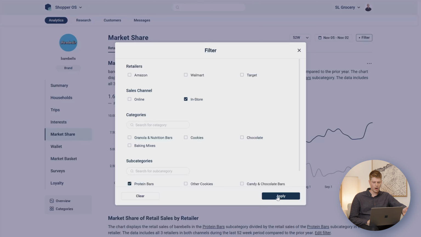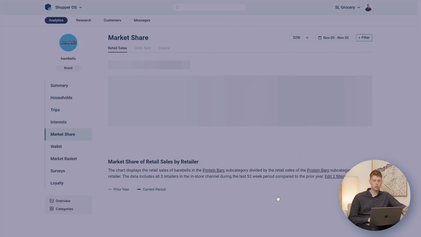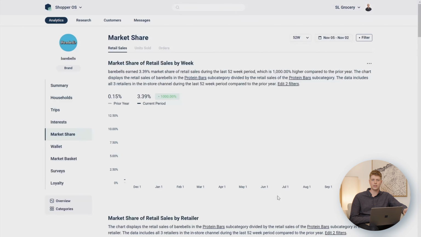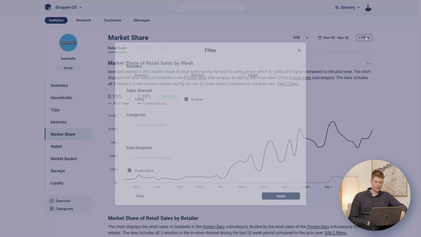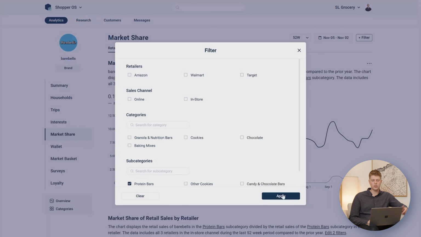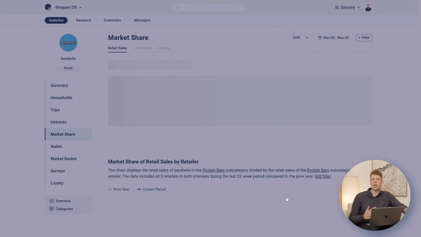As I click on in-store, I can actually see that Bearbells started online, but has recently launched in-store. And from about April of this year, they've gone up in market share from 1% all the way to 10%. So let's actually unselect that filter and instead start scrolling down the page to start to understand why. Beatrix, I know our customers have constantly asked us for more ways to slice and dice the data. Can you start to go through some of these different ways?